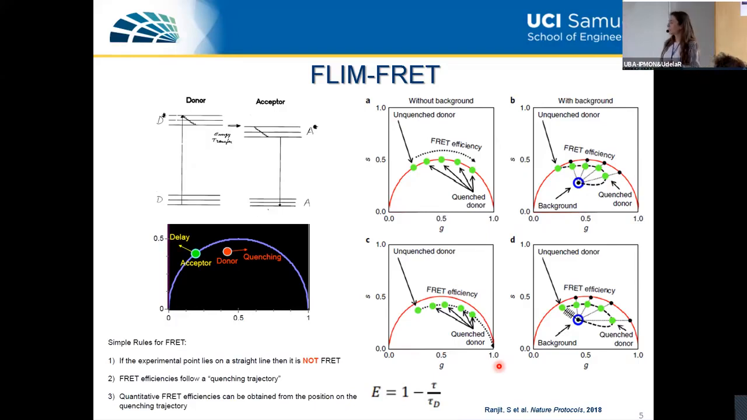Then we can also do quantitative measurements of this FRET and calculate the efficiency of the FRET. And I'm going to show later that with the SimFCS program, we can do these calculations straight in the program.